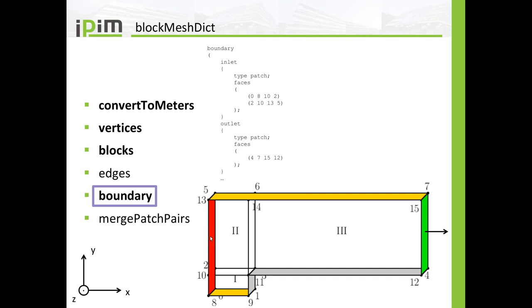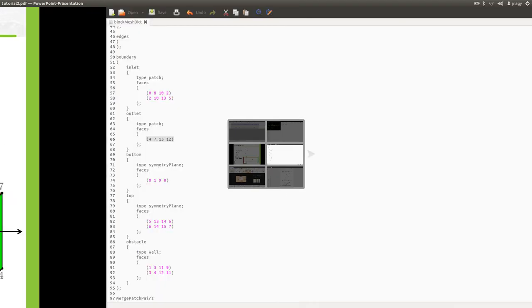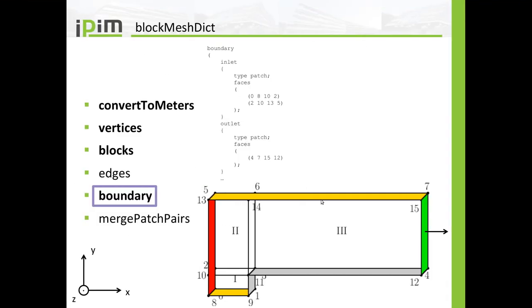Now for the inlet boundary, the normal vector should always point outwards of the geometry, out of the geometry. So if you point your thumb to the left hand side for the inlet and you go for example to this face, then your fingers will show you a direction of 0, 8, 10 and 2 for this face here, and 2, 10, 13 and 5 for the face up here. And this is the correct orientation. And the same is true for the other faces. You can try it out. Then you have to point your thumb to the top or to the bottom.